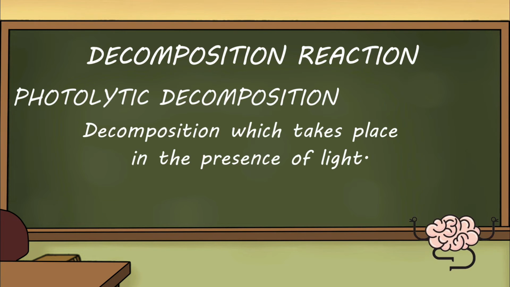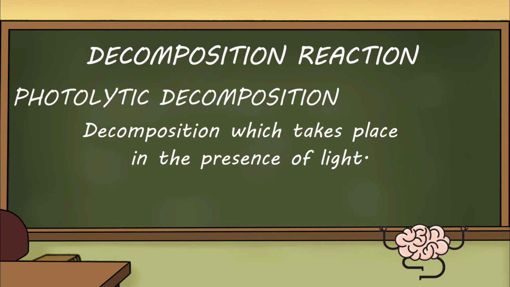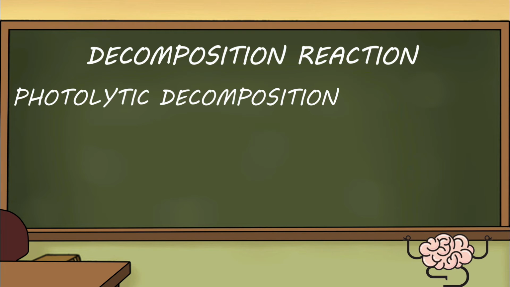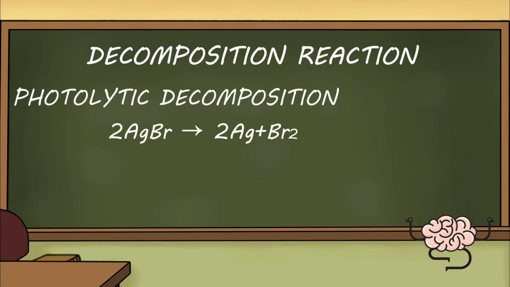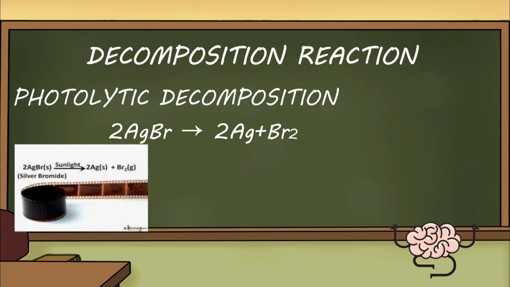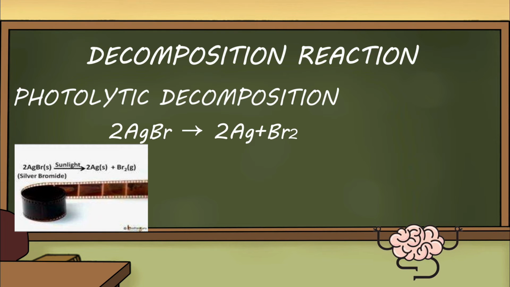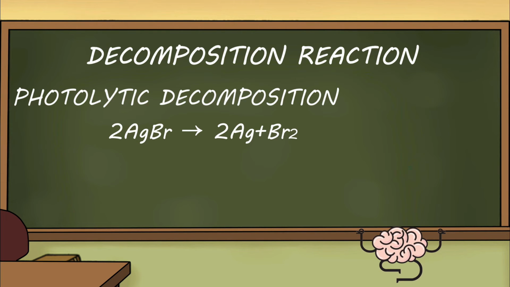Photolytic decomposition is a decomposition which takes place in the presence of light. 2AgCl in the presence of light gives 2Ag plus Cl2, that is silver chloride turns grey in light. The next equation is 2AgBr in the presence of light gives 2Ag plus Br2. This reaction is widely used in black and white photography.